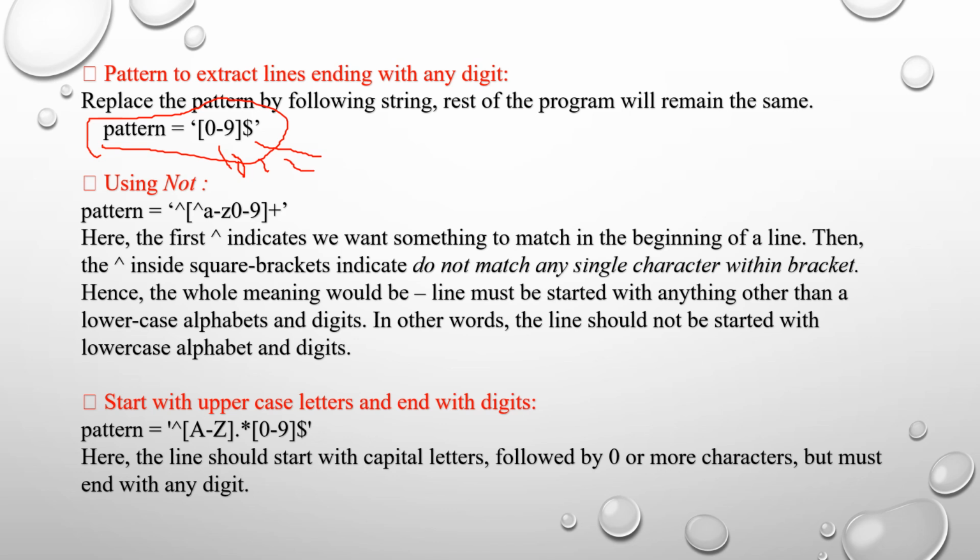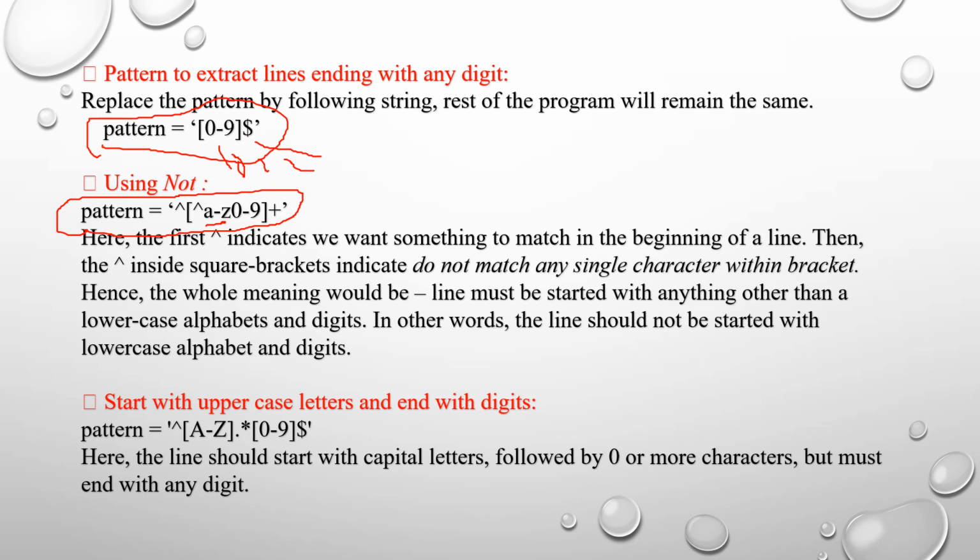So let's consider one more pattern. The pattern is caret, then I open the square brackets, and again I am using a caret symbol, and here I am using a to z lowercase, A to Z uppercase, and 0 to 9. Here I am closing the bracket. After that I am using the plus operator. So this is the meta character pattern.